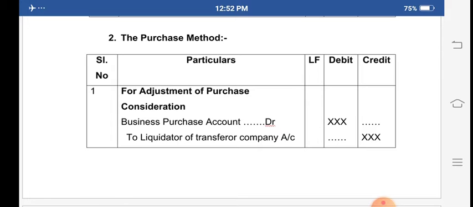Now we will see how to pass the journal entries under this purchase method. For the adjustment of the purchase consideration, the entry we have to pass is: Business purchase account debit, to liquidator of the transferor company account credit. Like this you have to pass the journal entry for the adjustment of the purchase consideration.